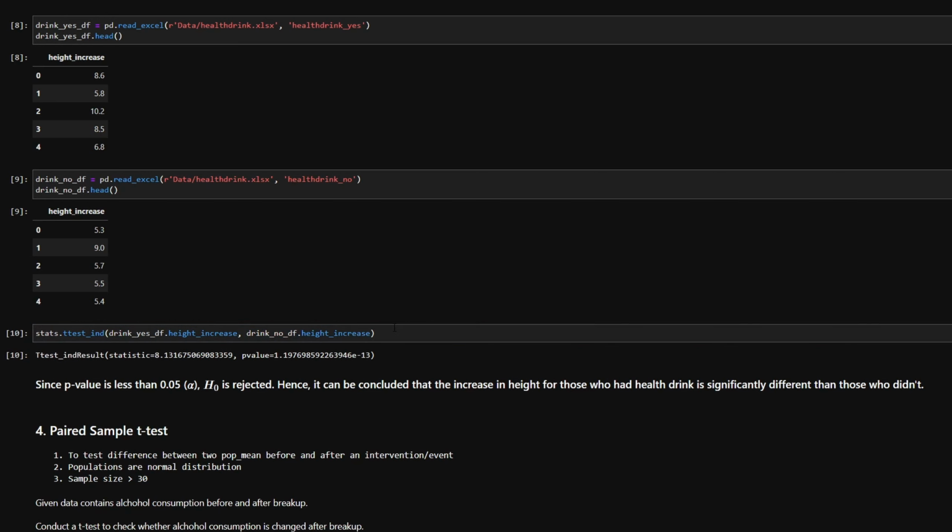So now when we run this, we are seeing two values again, the t statistic and the p value. So p value is close to 0. That means the evidence that we have is not that significant, hence the null hypothesis would be rejected, and it can be concluded that the increase in height for those who had health drink is significantly different than those who didn't. And if you look at the statistic, that means that the difference is quite big and it's on the positive side. Let's move on.